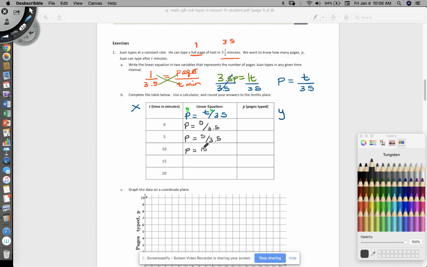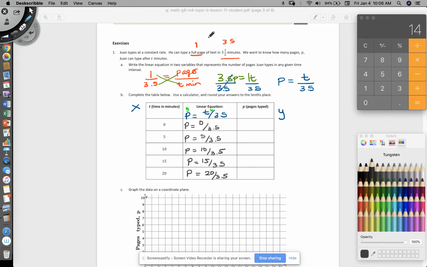P equals 10 divided by 3.5. P equals 15 divided by 3.5. And P equals 20 divided by 3.5. And again, you guys can use your calculators if it makes it a little easier. All right, so let's do the first one we can definitely do by itself. Dividing by 0 is just going to give you 0.